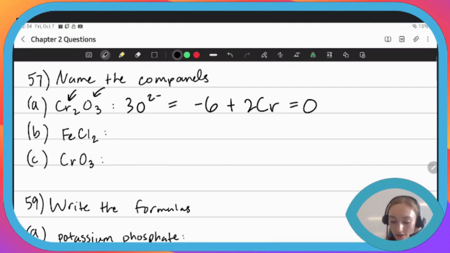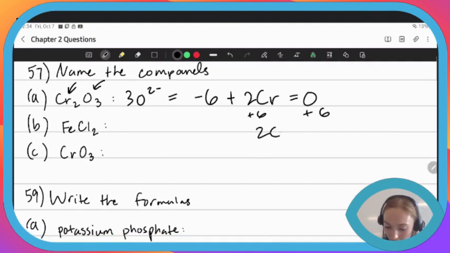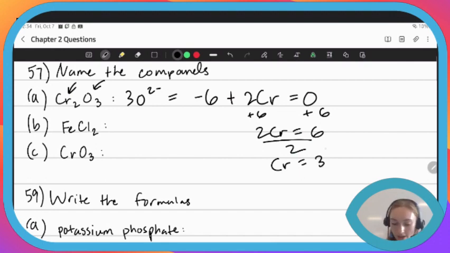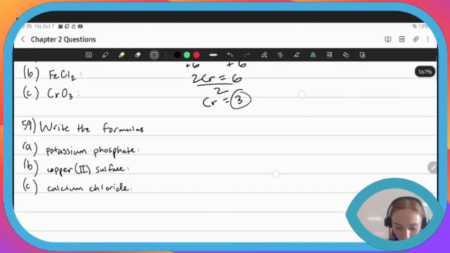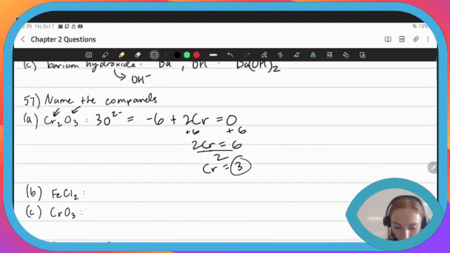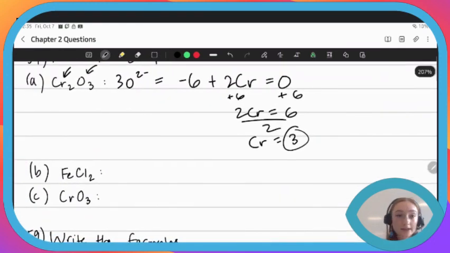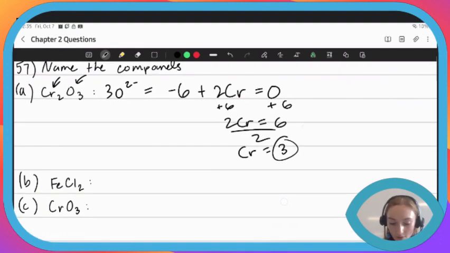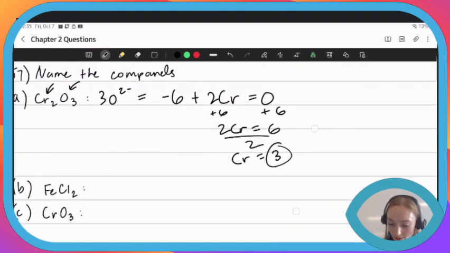So if we just do some simple algebra, add 6 to both sides. What that looks like is 2 Cr, 2 chromiums, equals 6, divided by 2 on both sides. And so this will have a positive charge. Because of that, we know that this is a 3 plus charge. So for the naming of the compound, we're going to put chromium. And you don't change the first one.